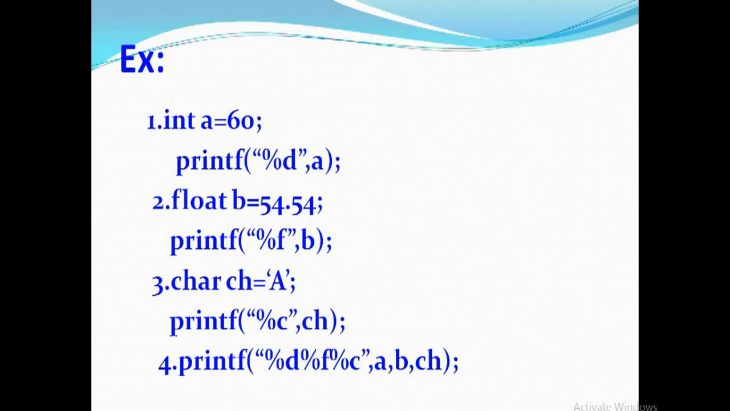Instead of using the same printf function multiple times to write multiple types of values on monitor, you can write a single statement: printf %ld, %lf, %lc, a comma b comma ch. So in this printf function, within double quotation, you can give format specifiers, or format specifiers with strings, separated by commas, or you can separate them by a space also.